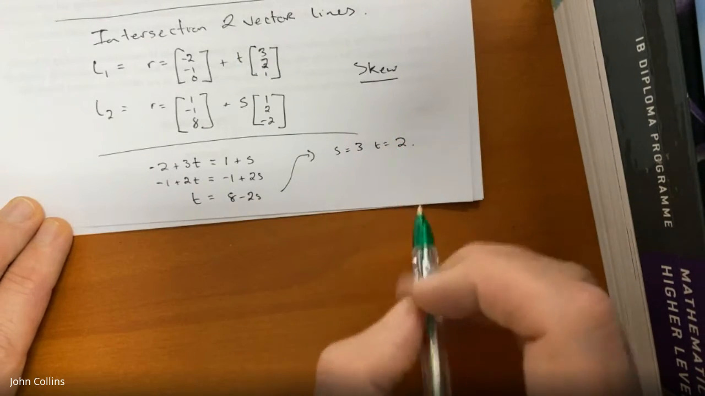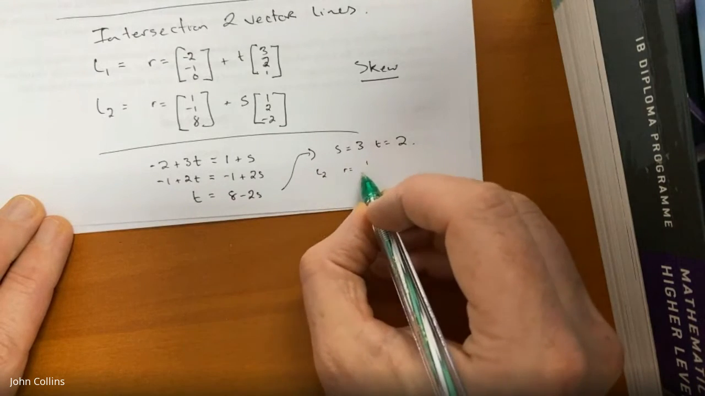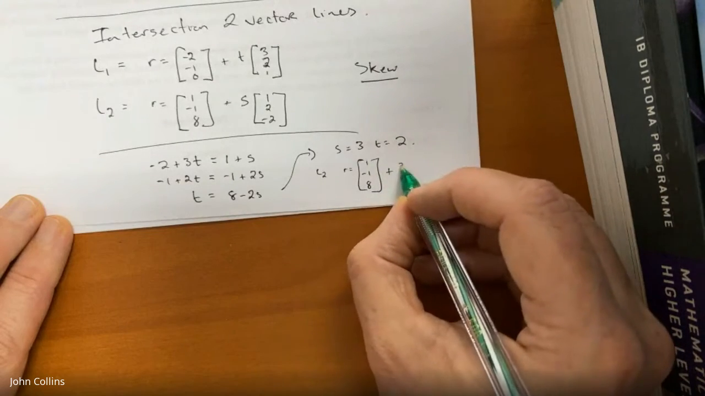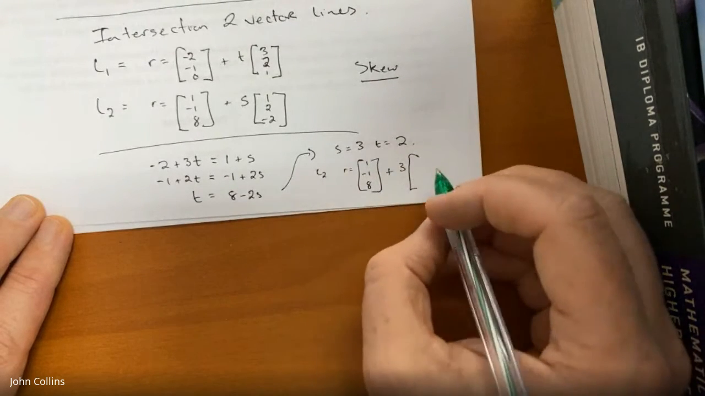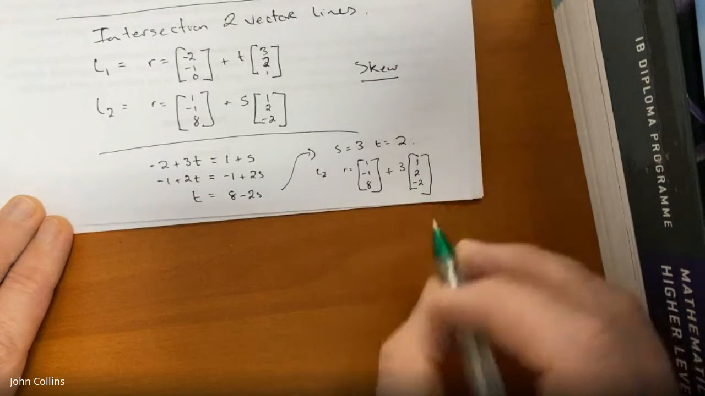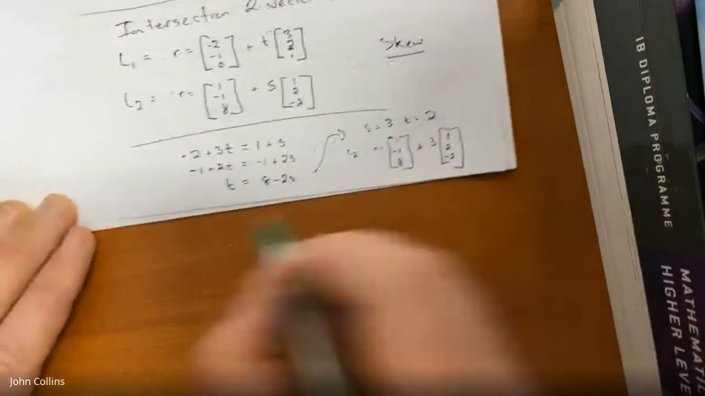And I think if you do, we'll just do line 2, for example. r is equal to (1, -1, 8) plus s being 3 times (1, 2, -2). And this is scalar multiplication, so that's an easy multiplication. So you can just do this in your head. 1 plus 3 times 1. I'm going to write the answer over here.